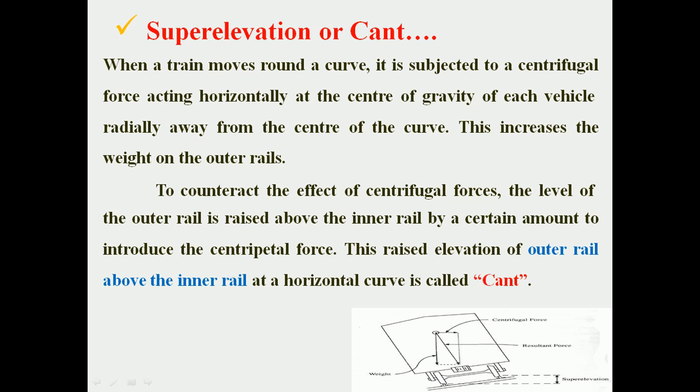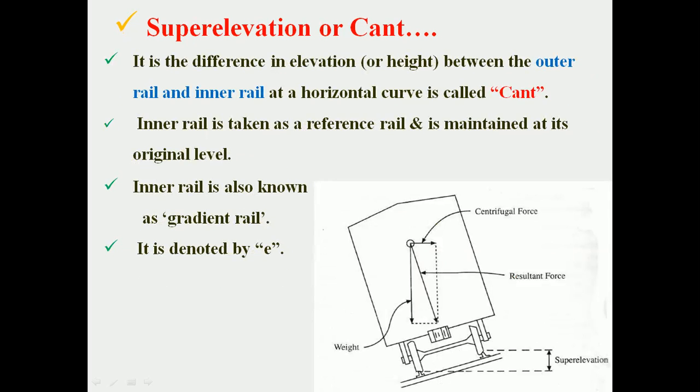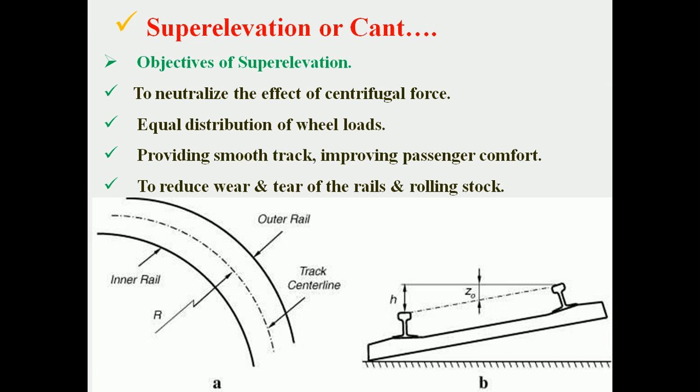In this figure, we can see what super elevation is. The picture is very clear. Super elevation is nothing but the outer rail being raised and the inner rail being lower. So the difference in elevation between the outer rail and inner rail at a horizontal curve is called super elevation or cant. It is denoted by E. The objectives of super elevation are to neutralize the effect of centrifugal force, to equally distribute wheel loads, to provide a smooth track, and to reduce wear and tear of rails and rolling stock.